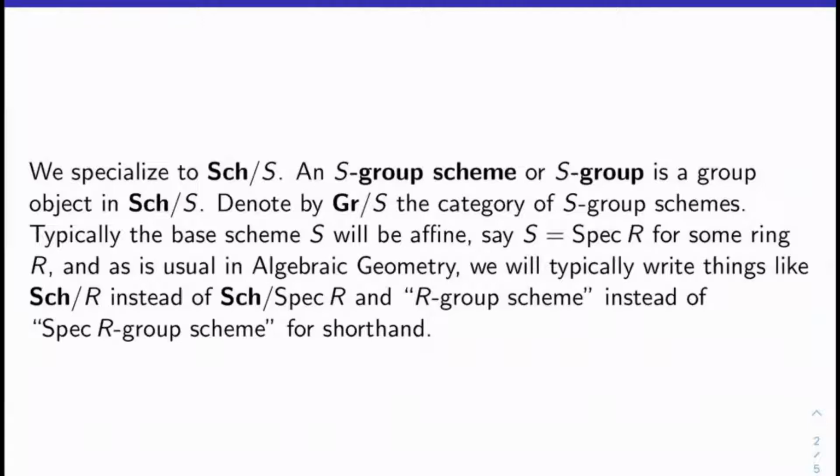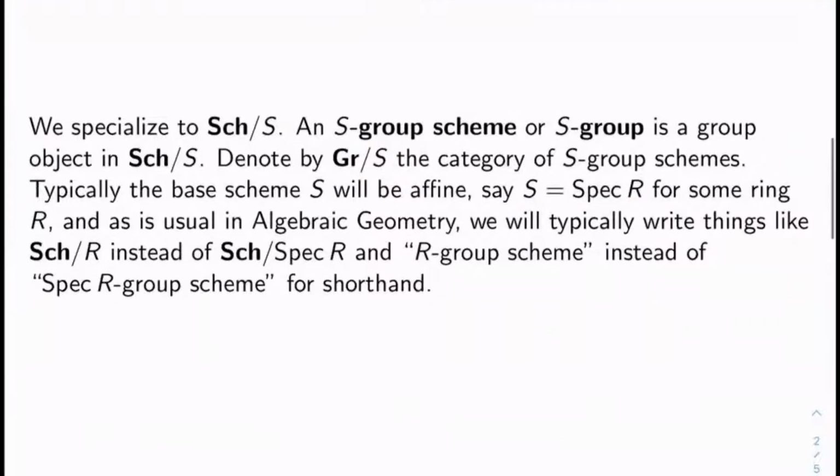And typically the base scheme S here will be affine, so like S equals spec R for some ring R. And as usual in algebraic geometry, when I want to write things like Sch over spec R, I'll just write Sch over R. And instead of saying spec R group scheme, which is the proper way of saying things, I'll just say R group scheme and we'll all know what I mean.